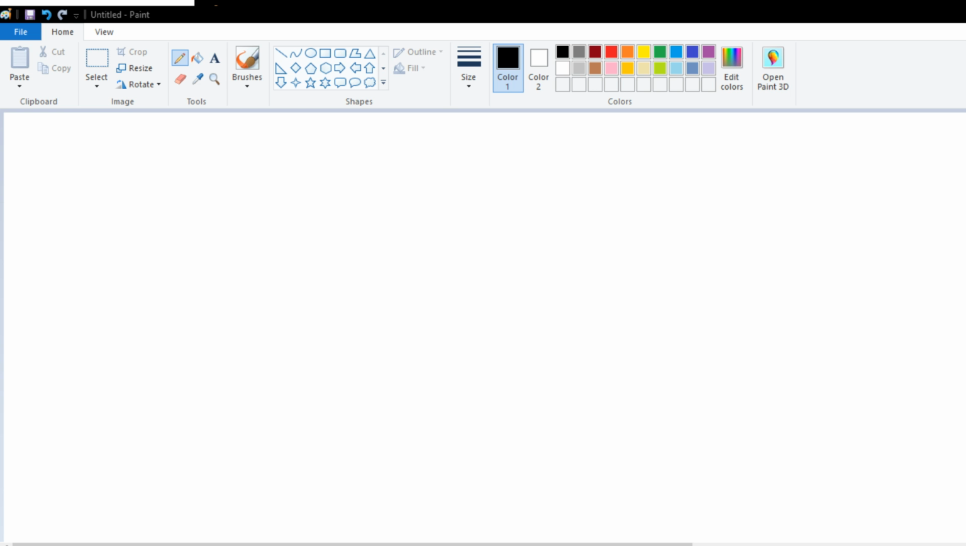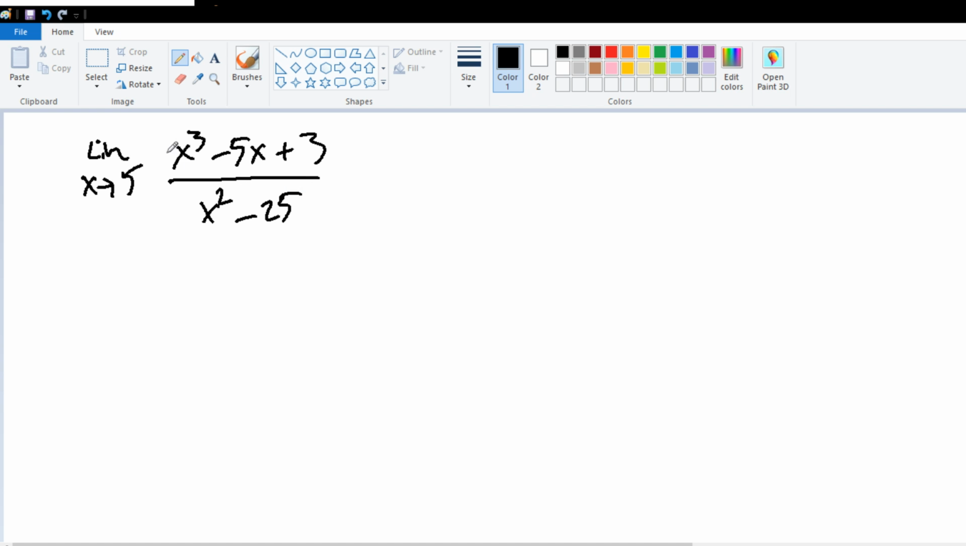Okay, so this one is another limit. We want to find the limit as x goes to 5 of x cubed minus 5x plus 3 over x squared minus 25. Now if we plug in 5, we're going to get 125 minus 25 plus 3, so that's 103 on the top, and we get 0 on the bottom, so this limit doesn't exist.